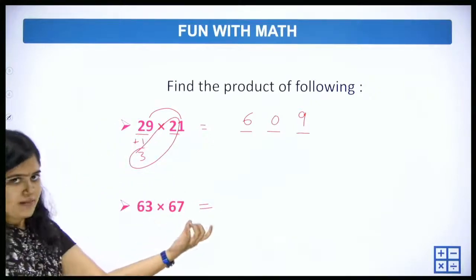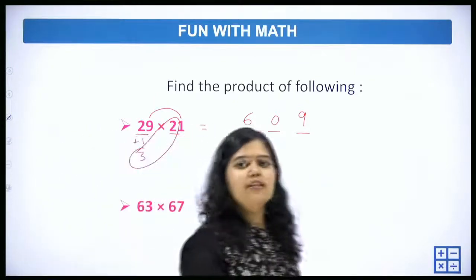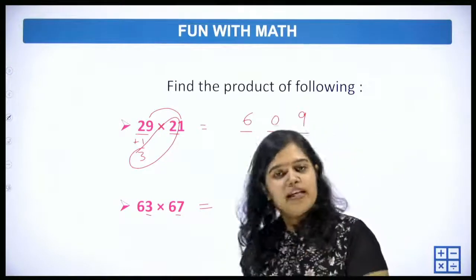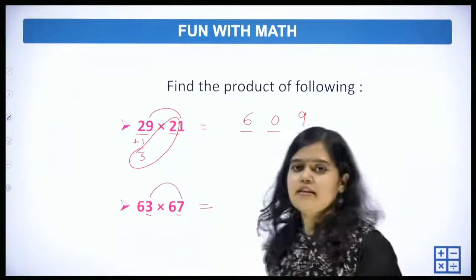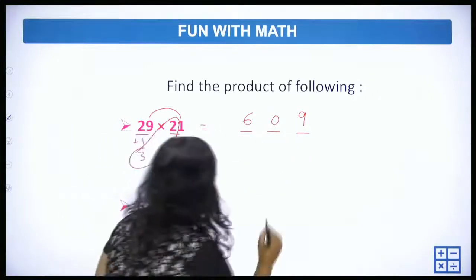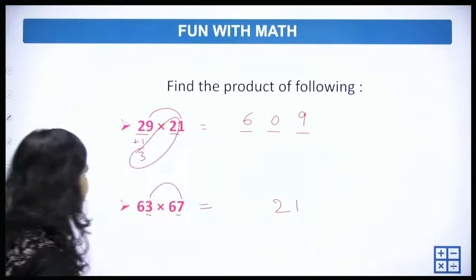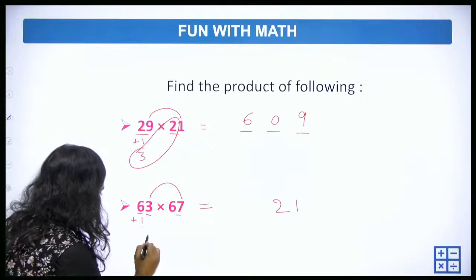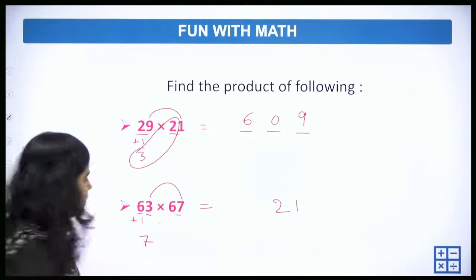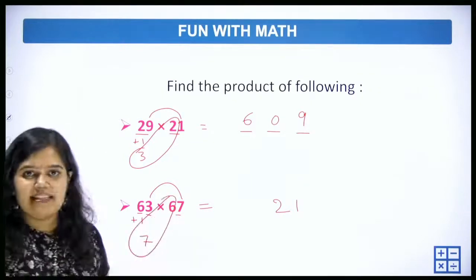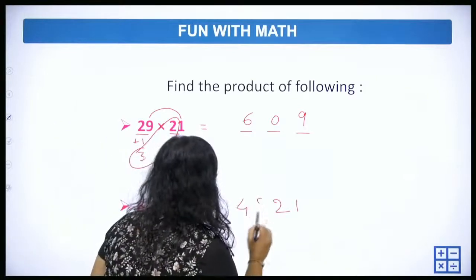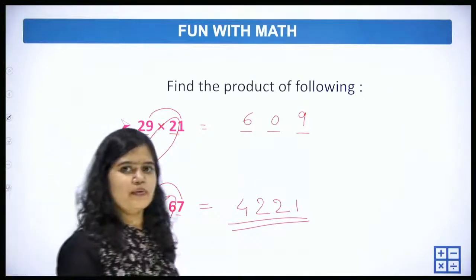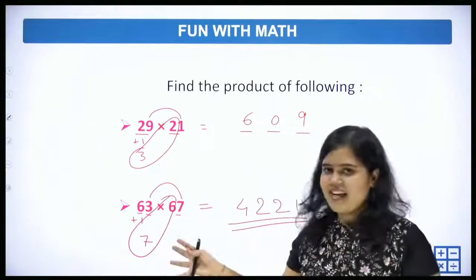63 into 67. What are the ones places here? The ones places are 3 and 7. And multiply 3 and 7. We get 7 3s 21. So 7 3s 21. And then 6 and 6. Instead of 6, we'll add 1 and it becomes 7. And then what are we doing? We are multiplying 6 and 7. 6 7s 42. So the answer is 4221. Clear? This is 4221. And this is how we do. Just have a look at it once.